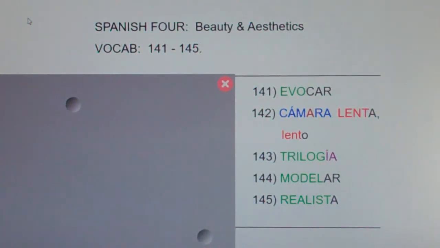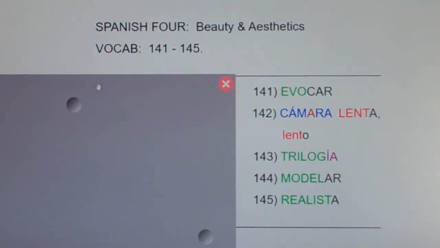Spanish 4, Beauty and Aesthetics, vocab 141 through 145.